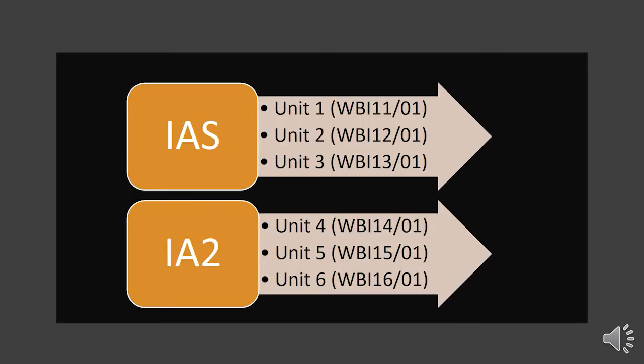From here, we'll be discussing these levels in detail and also the units that fall under these qualifications. As I said, there are 2 levels, and under the first level IAS, you can see 3 units, that is unit 1, 2 and 3. And IA2 in the same way has 3 units, that is unit 4, 5 and 6.